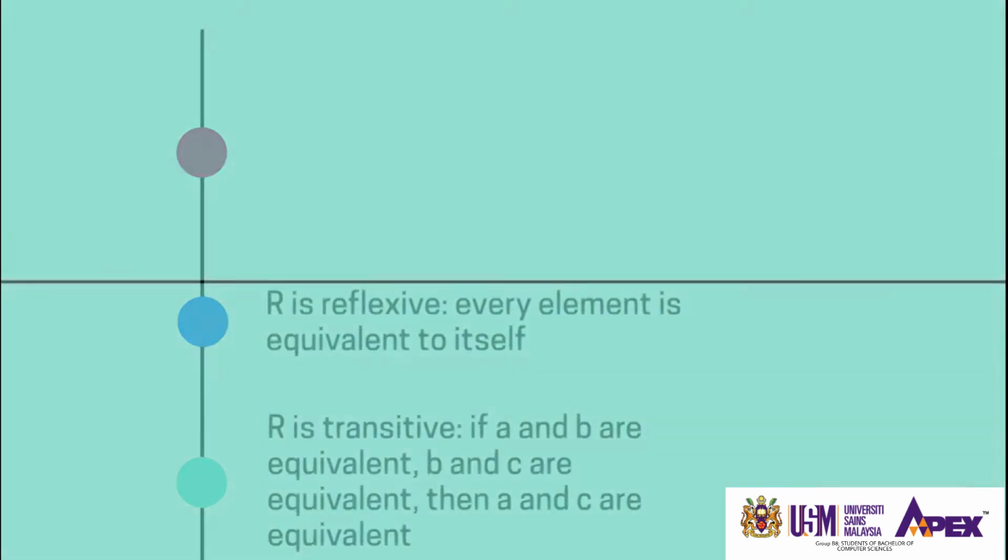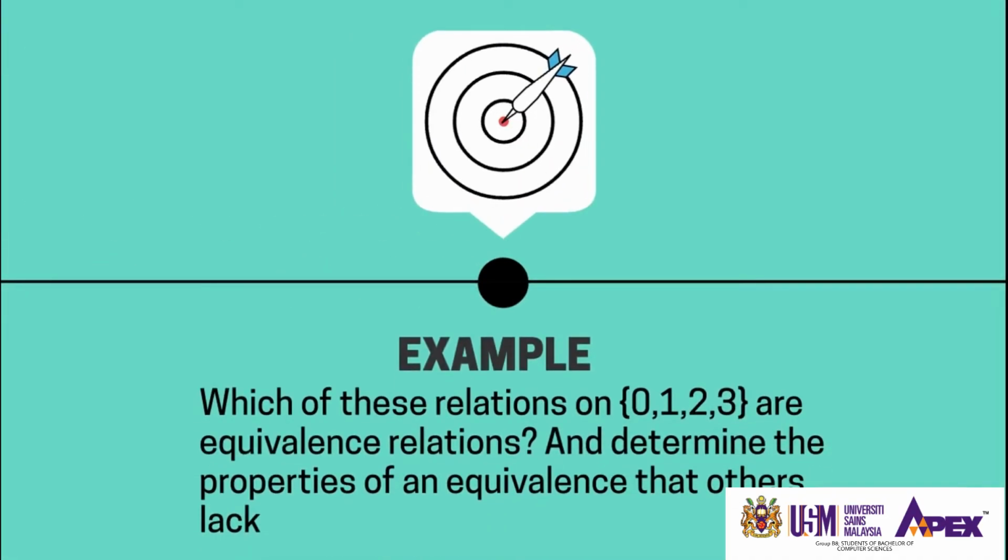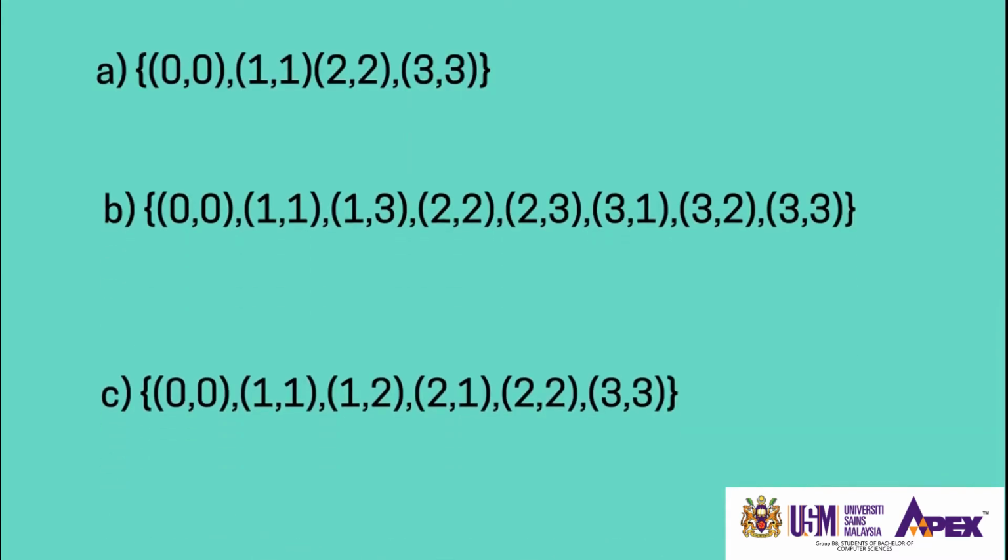Let's take a look at one example. Which of these relations on 0, 1, 2, 3 are equivalence relations, and determine the properties of an equivalence relation that are selected. We can know that question 1 is an equivalence relation because it is reflexive, as every element is equivalent to itself. Question 2 is not an equivalence relation because it is not transitive.